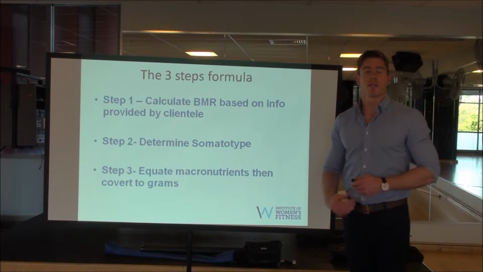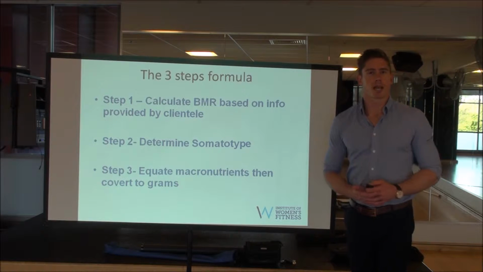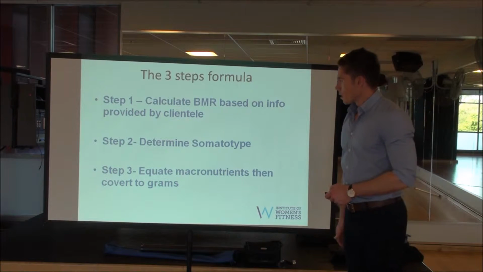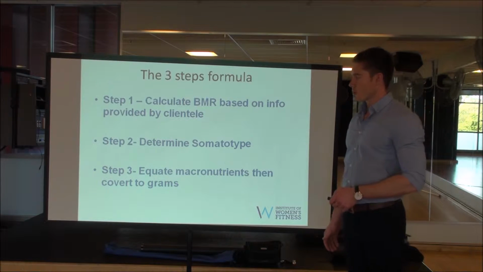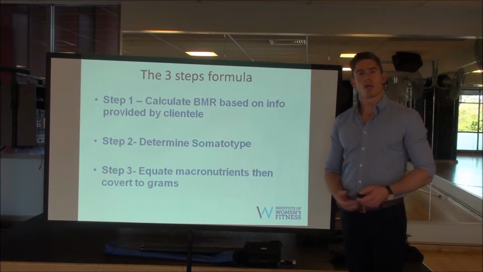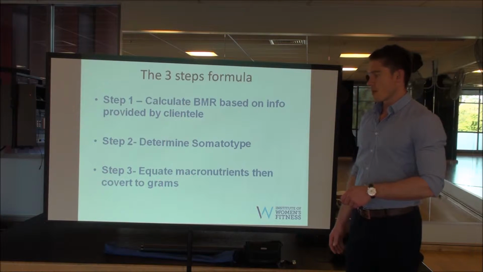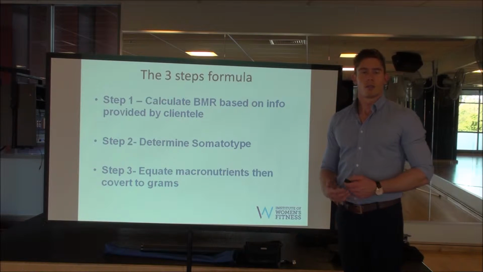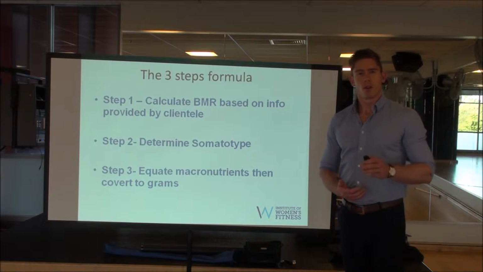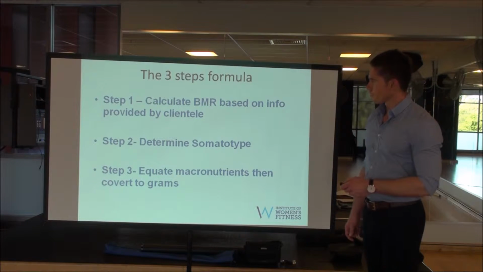Step 2 is determining a somatotype. Were they an ectomorph, a mesomorph, or an endomorph, like we just covered in the last slide. Step 3, equate the macronutrients, then convert them into grams. So carbohydrates, proteins, and fats all yield essentially a different amount per gram, whether that's 4, 4, or 9. 4 being carbohydrates, protein being 4, and fat being 9, as we'll see.